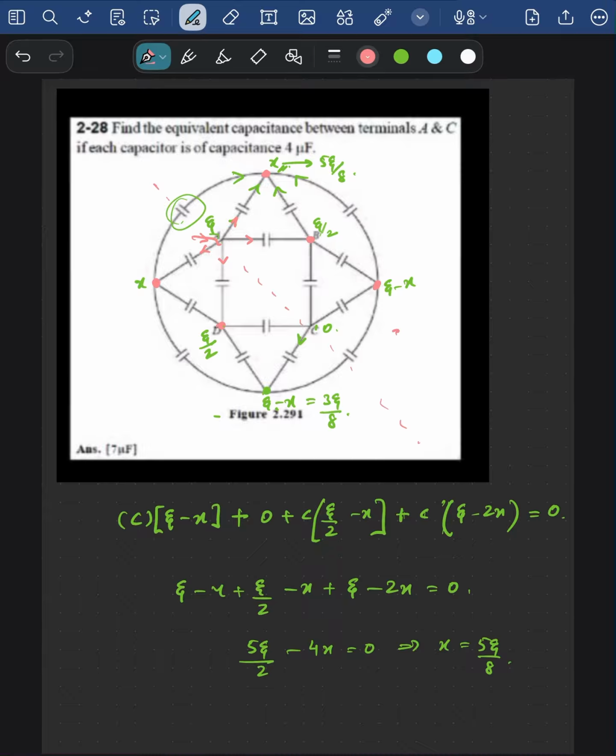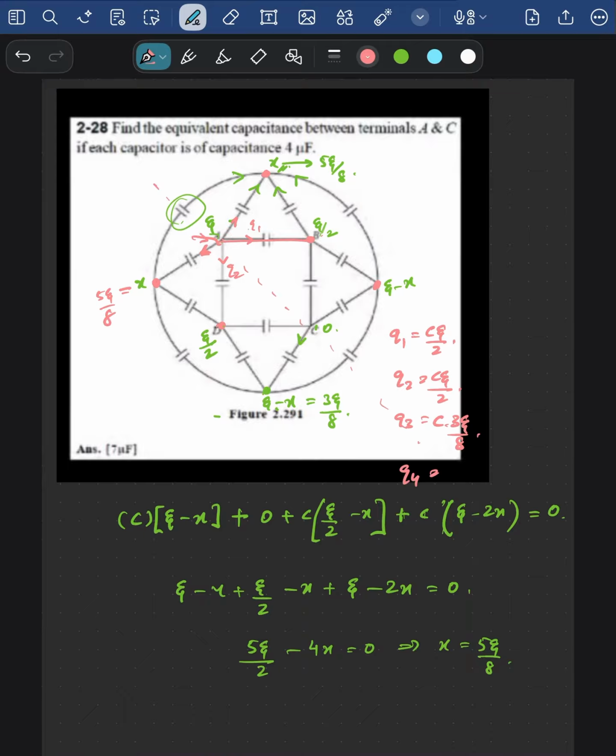So what will the Q1 value be equal to? Now I know this potential difference is E by 2. So this is Q1, the charge flowing into that capacitor, which will be equal to C into E by 2. What will be the Q2 value? Q2 is the charge again going into this capacitance, and the potential difference is E by 2, so Q2 is also equal to CE by 2. Right, now we found out this X value is 5E by 8. So how much charge is going into this capacitor? That's your Q3 value. Your Q3 value will be equal to C times potential difference E minus 5E by 8, which is 3E by 8. So your charge flowing there is C into 3E by 8.